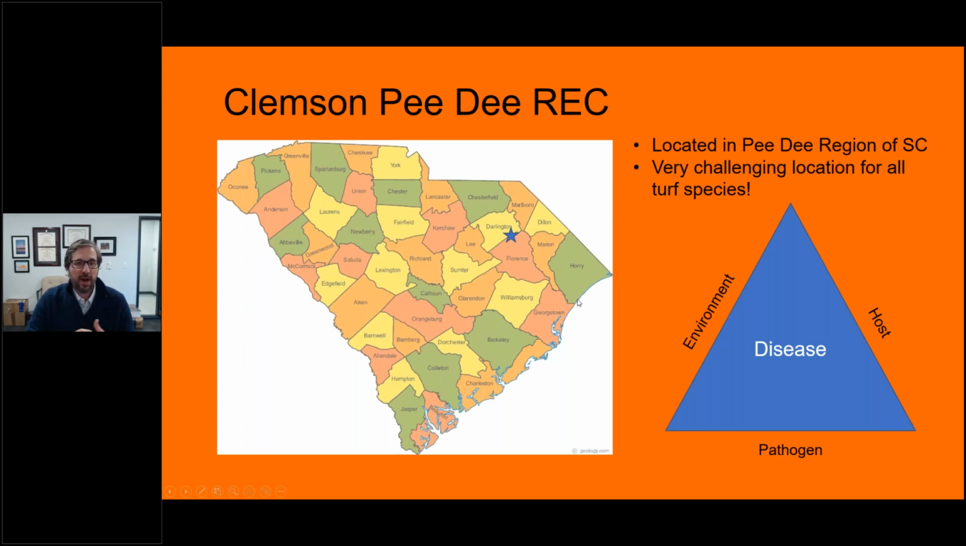Now, when we're thinking about a challenging environment to grow turf, this is probably as good as it gets. We can grow a lot of different turf species here, much like we talk about the transition zone, but we do grow them equally poor at different times of the year. And this is just harping on that idea of the disease triangle. In this case, we have varying hosts. We have both cool and warm season grasses that we have established here, and we have a very good pathogen population. And there are different times of the year where the environment is highly conducive for disease to develop.